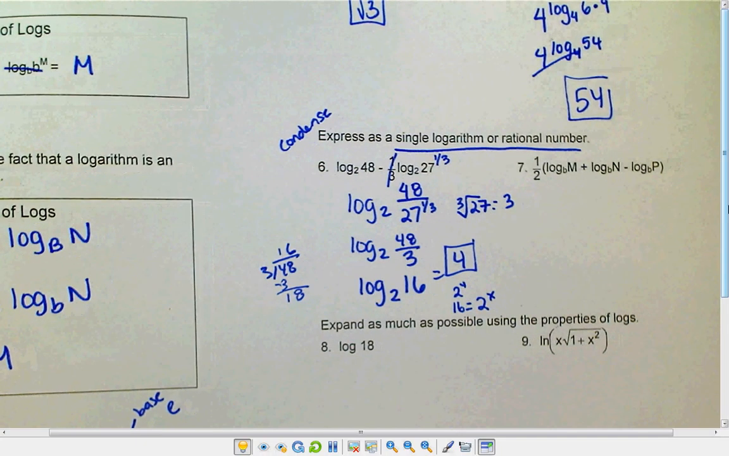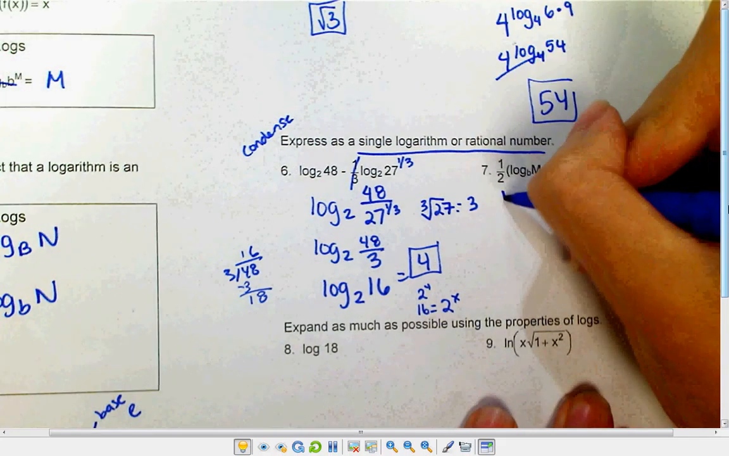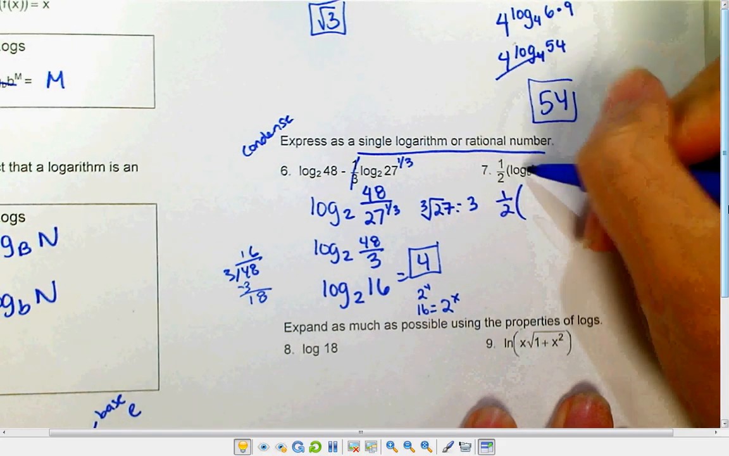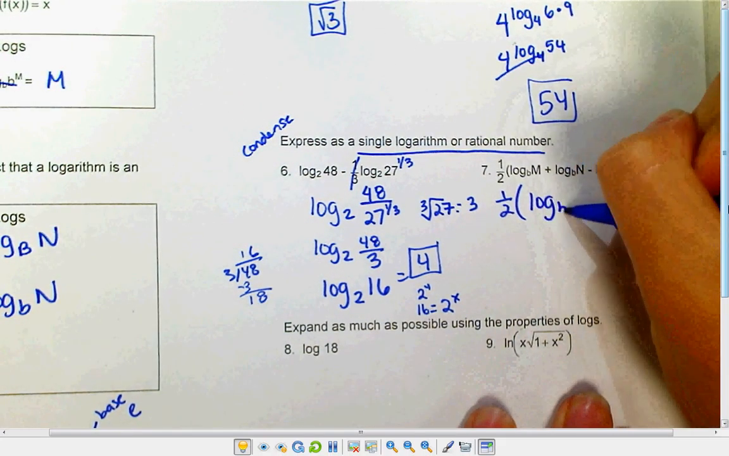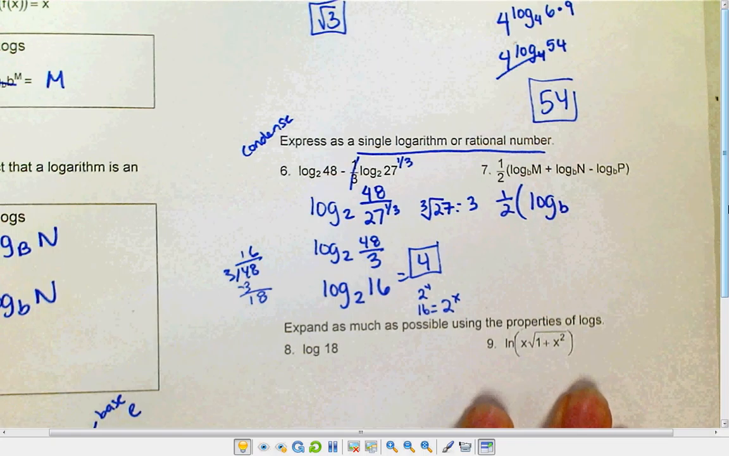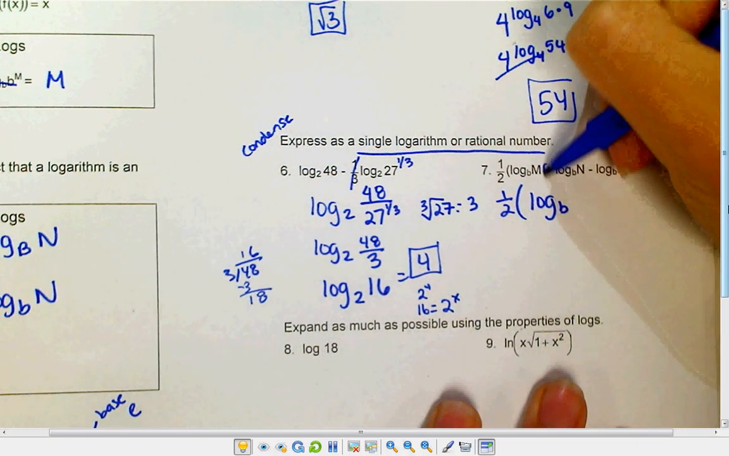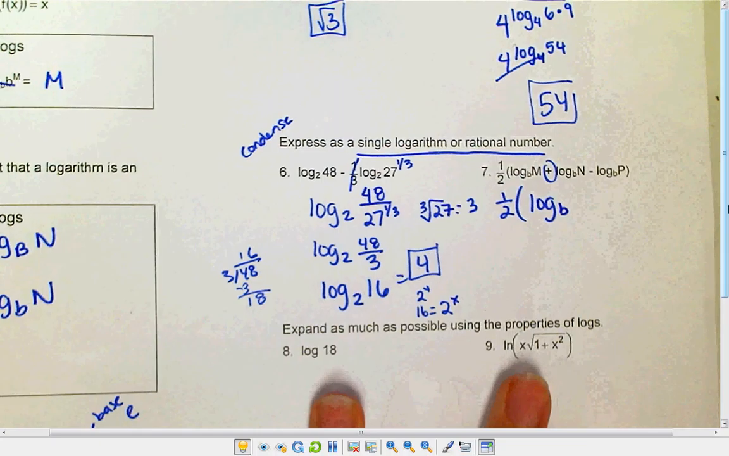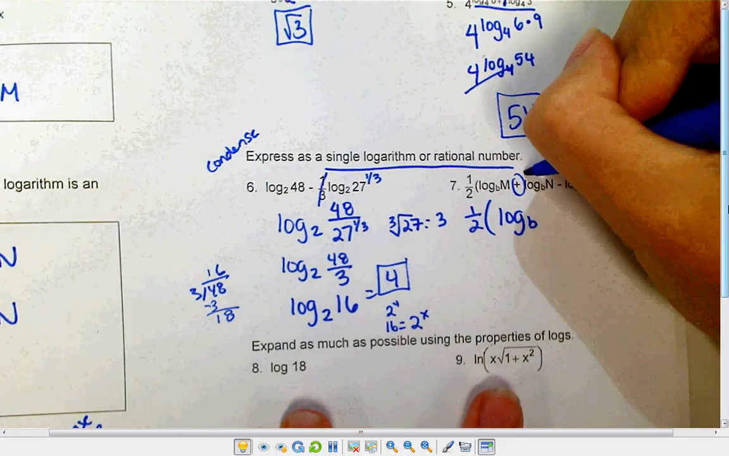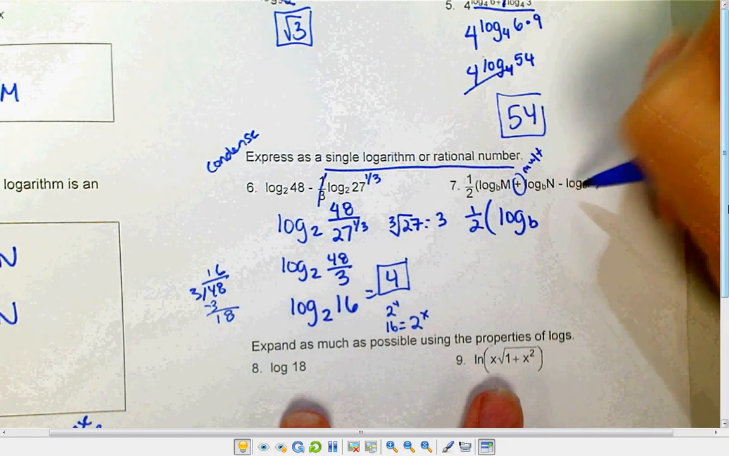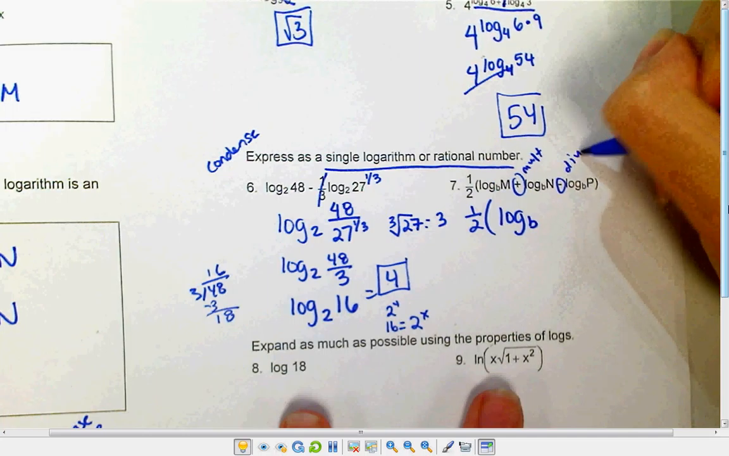Okay, let's look at number 7 now. So again, we're condensing, so we're trying to put everything together. So let's start off by what's inside of the parentheses. So we're trying to combine all of these. So we have log base b. When we have m and n that are being added together, we know that those are going to be multiplied. But a subtraction means that we're going to divide.